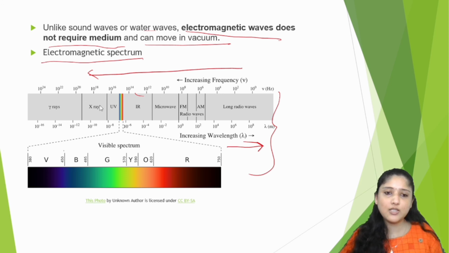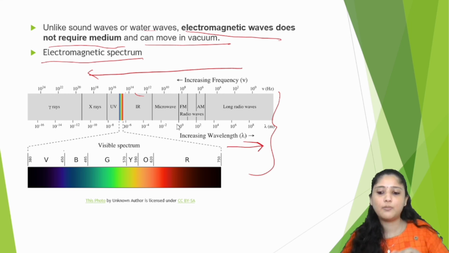This is the electromagnetic spectrum and the visible region. The visible region is elaborated and shown here. VIBGYOR colors: you should study the order in increasing frequency or increasing wavelength. Any order you can study, the electromagnetic spectrum order is important.